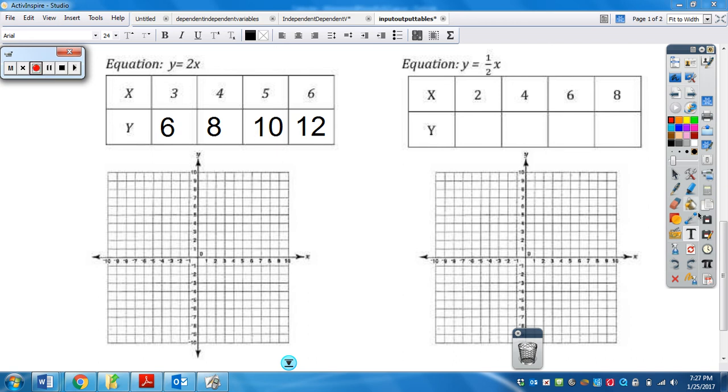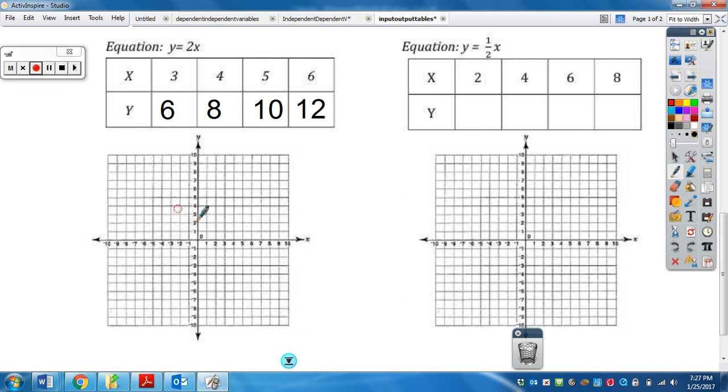Okay, so now that we filled in our chart, what we want to do is come over here to our coordinate plane, and we want to actually plot those x and y points. So remember, we want an ordered pair with an x and a y. So I need to come down here to my x-axis and plot these. So I need to come over to 3 and go all the way up to 6.